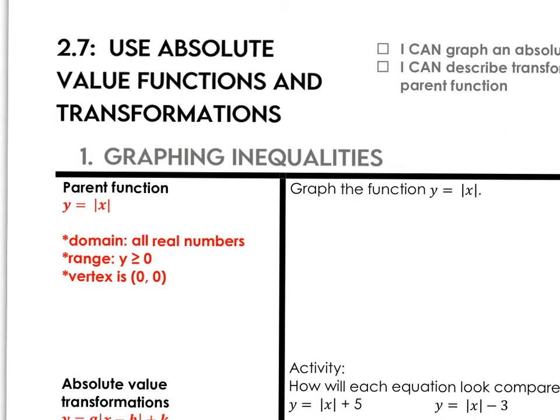Lesson 2.7, Use Absolute Value Functions and Transformations. In this lesson, we'll take a look at graphing absolute values on a coordinate system versus a number line. This becomes nonlinear as absolute value functions aren't continuous from left to right. We'll take a look at how to create their graphs from the parent function and describe transformations.